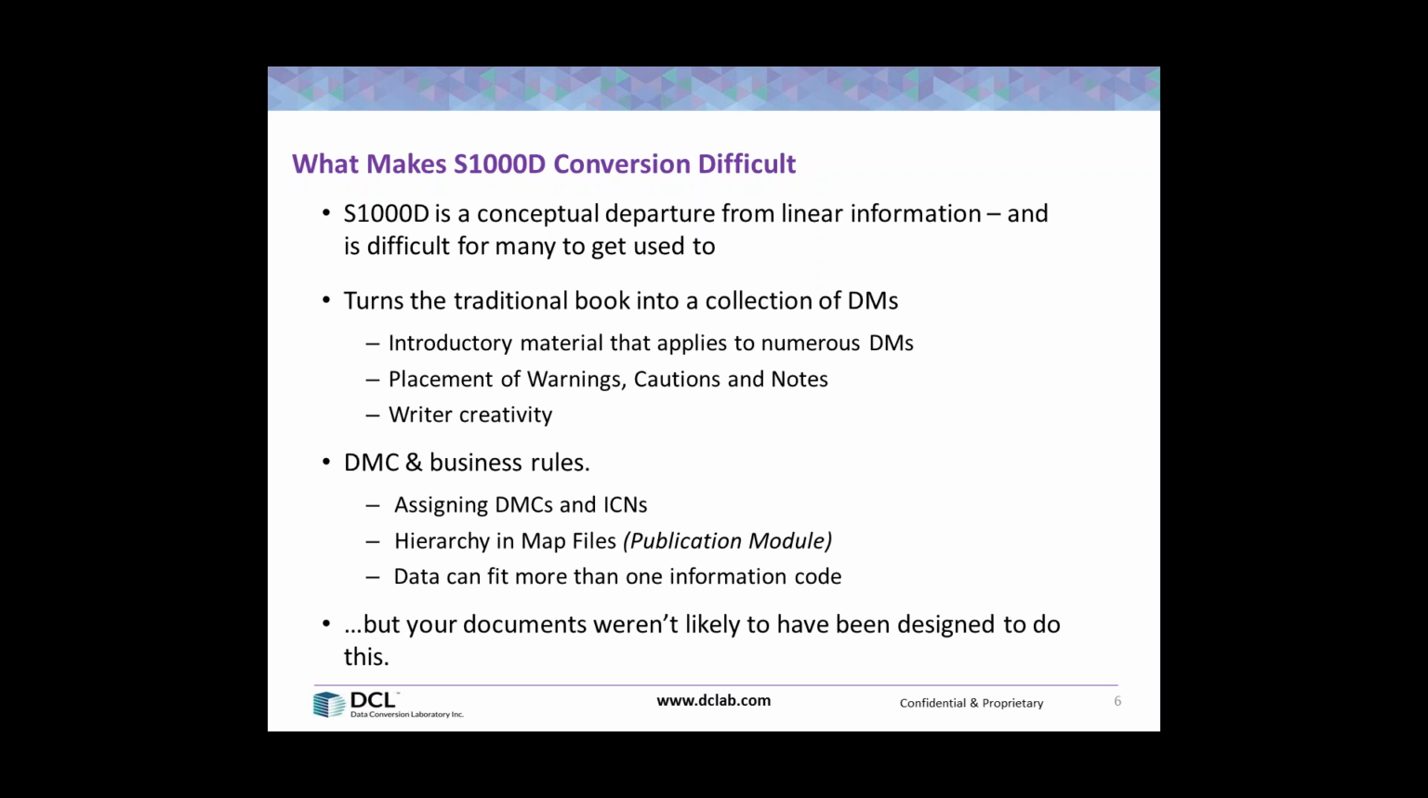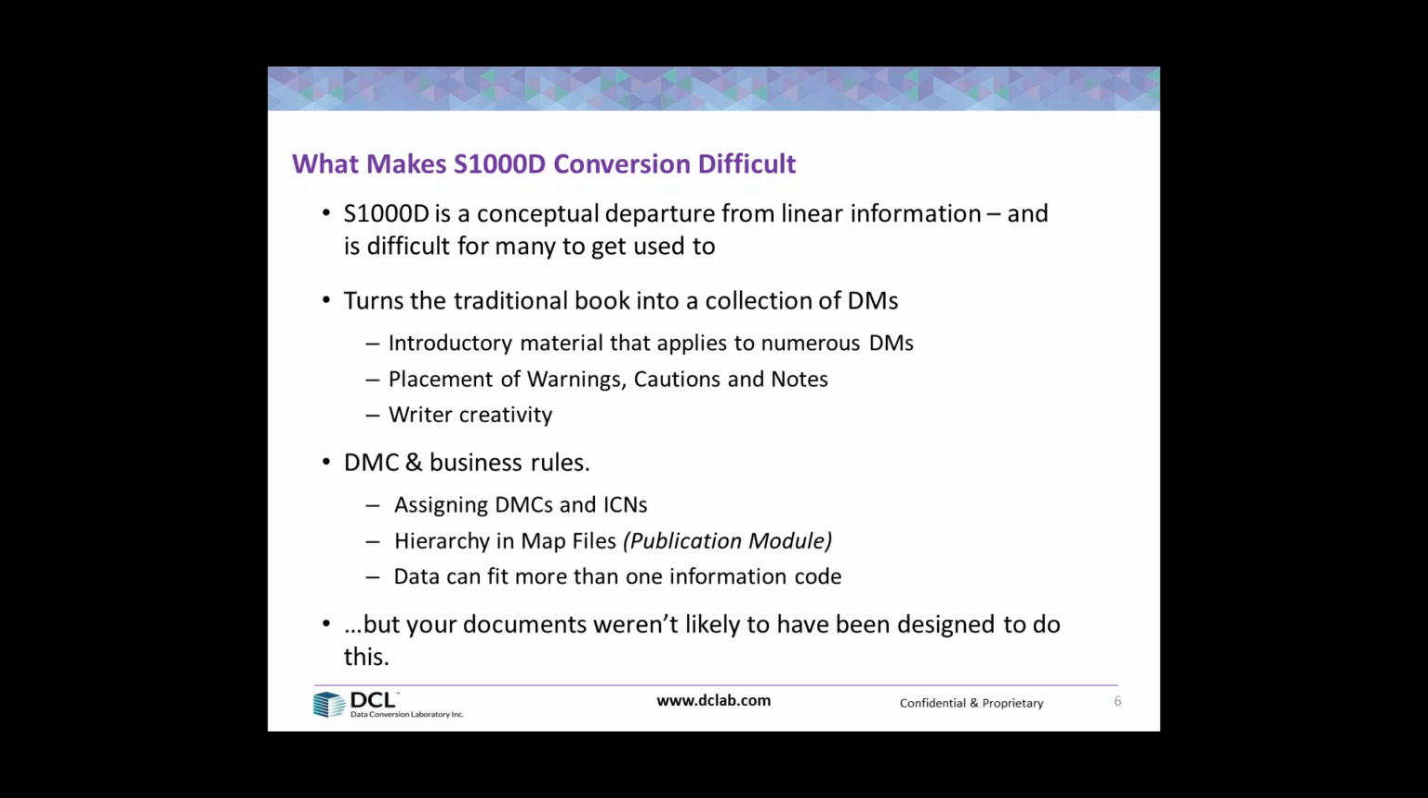So S1000D is a conceptual departure from linear information. People are usually used to seeing chapters, sections, paragraphs, and subparagraphs. It's basically a visual breakdown of the data. For some people, it's difficult to get used to. In S1000D, you try to take a structured book or publication and break it into a collection of data modules. These data modules not only need to fulfill the standard requirements, they also need to be capable of standing alone as a unit and possibly being reused in other publications.